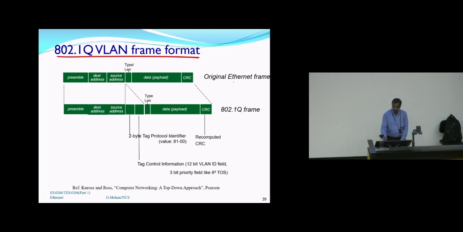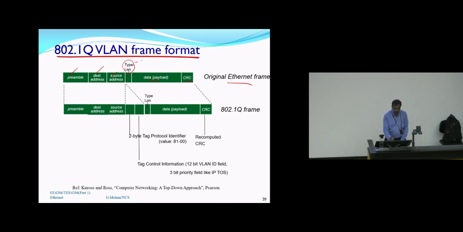This is the original Ethernet frame. You know that it has an 8-byte preamble: 7 bytes sync, 1 byte start of the frame. This is the original one which we studied as part of Ethernet in the beginning. It has destination address, source address, then there is a field which has two purposes, type and length, then data followed by CRC. This is the original format.